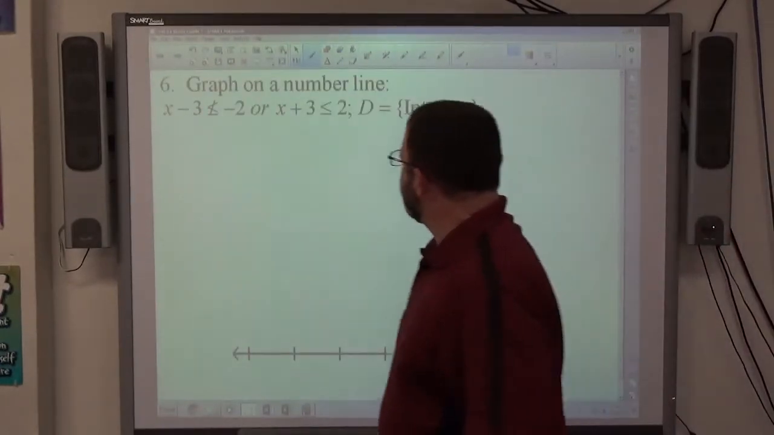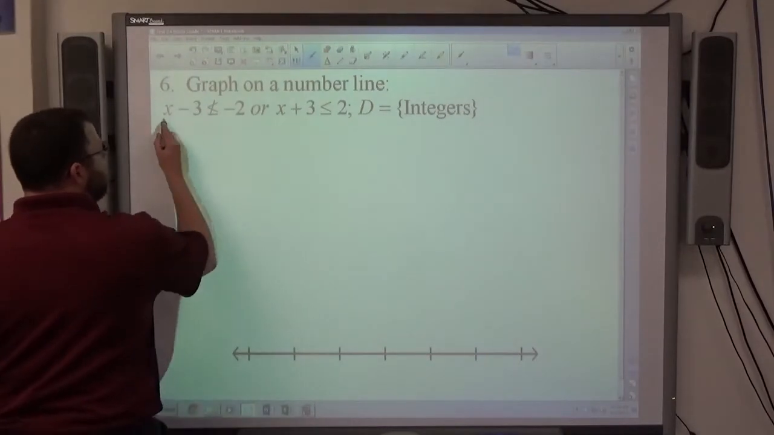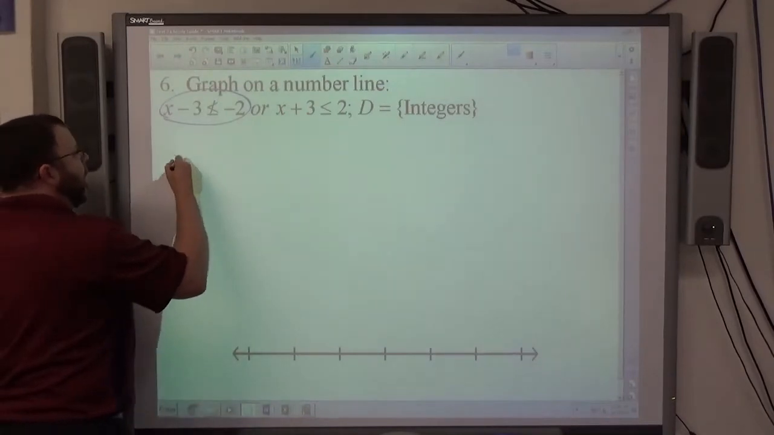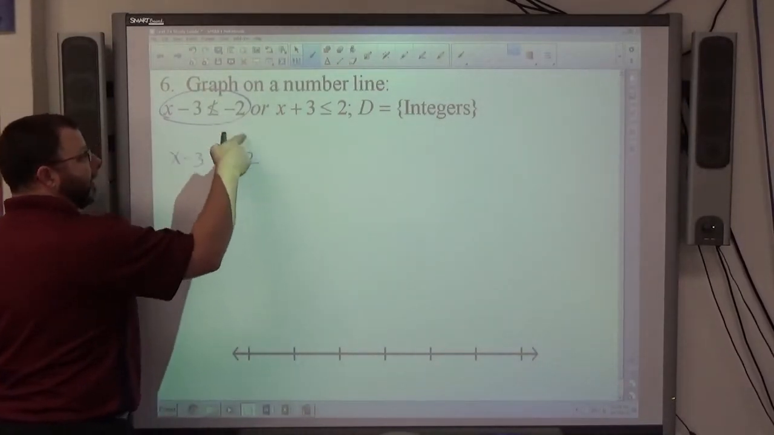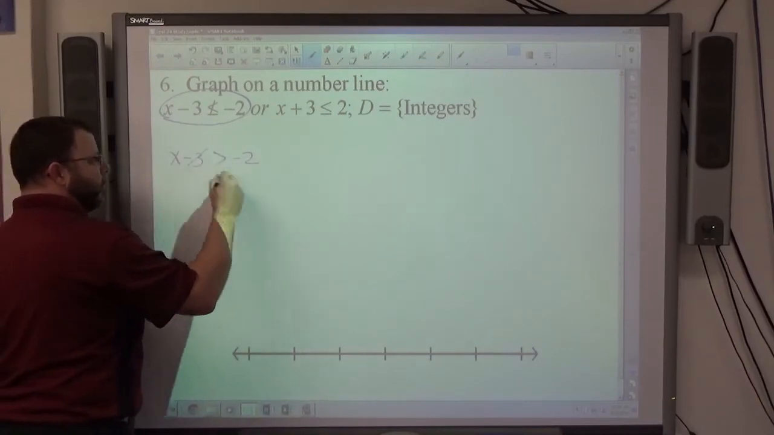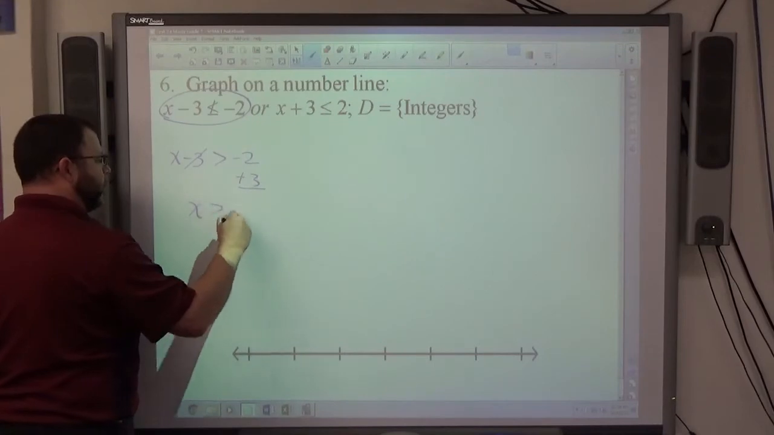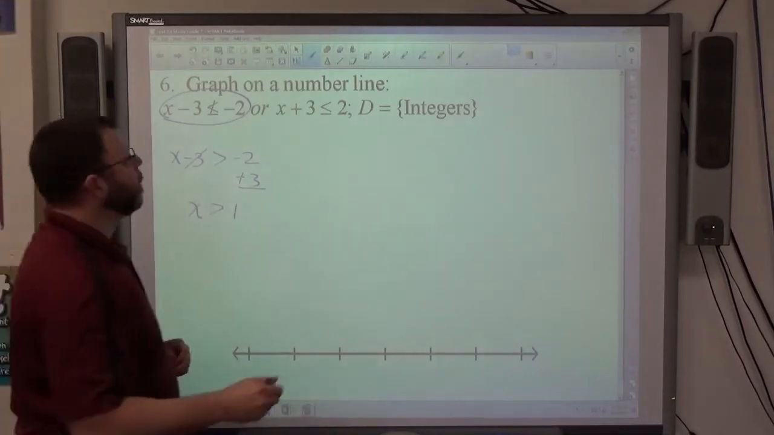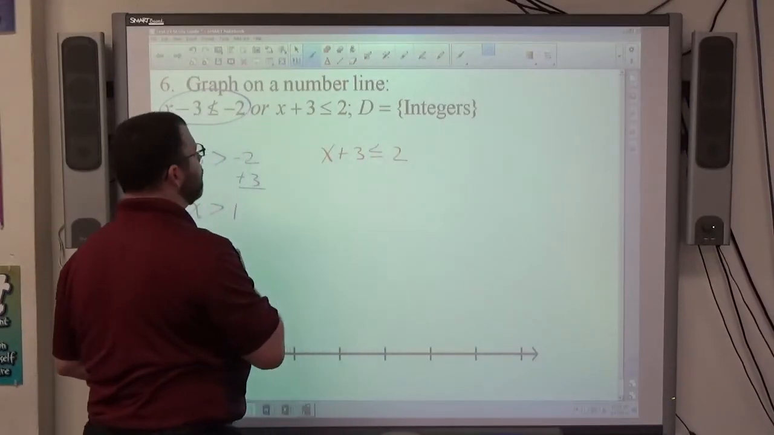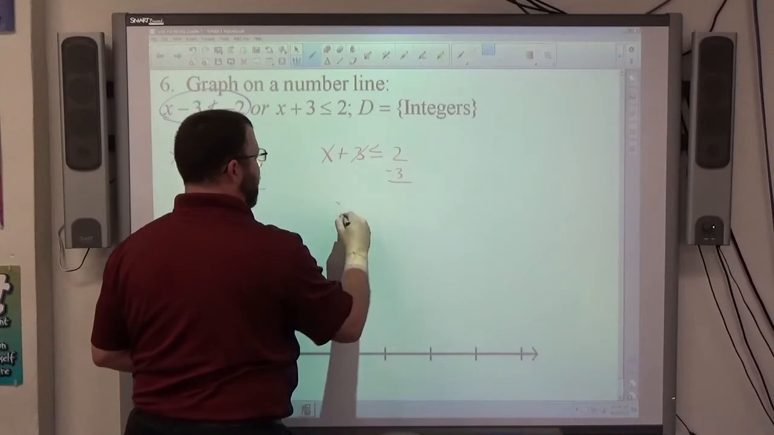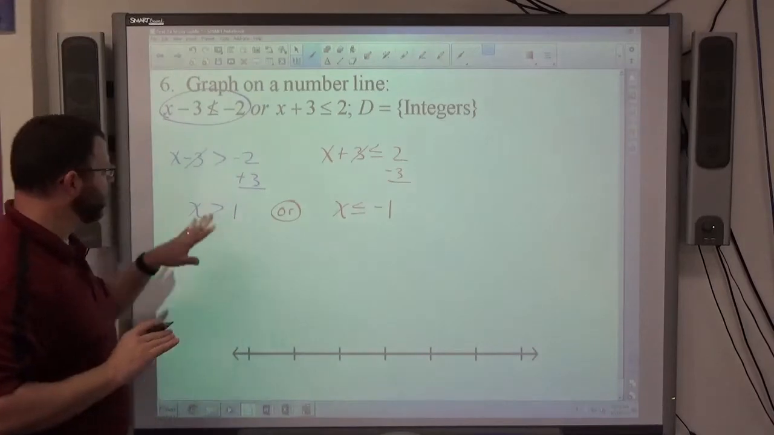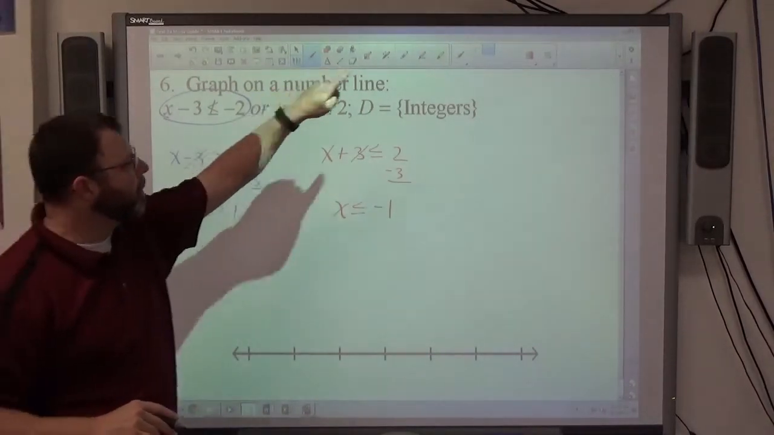Number 6, graphing a disjunction on a number line. First thing I want to do is deal with this inequality. I do not want to have a negated inequality. So x minus 3 and 2, negative 2 stay exactly as is. Not less than or equal to means greater than. That, if I solve, becomes x is greater than 1. The other inequality, x plus 3 is less than or equal to 2. If I move the 3 over, it becomes x is less than or equal to negative 1. And again, the word or is between them. All that means is to graph this and this on the same number line based on that domain.